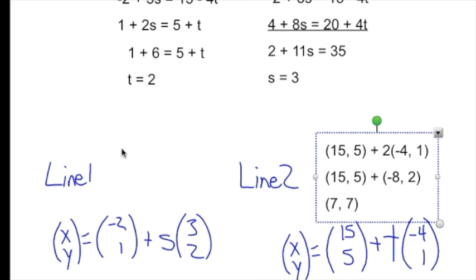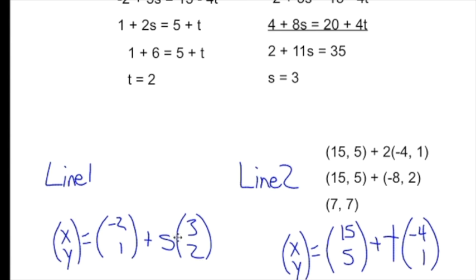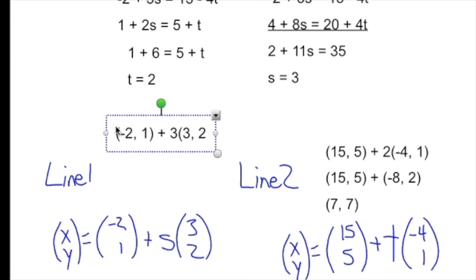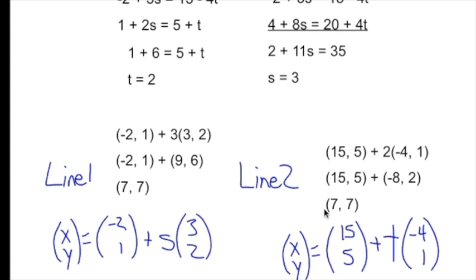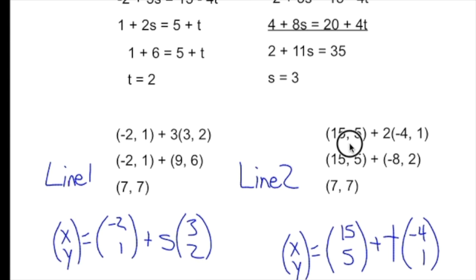Okay? If I use this line over here that uses the parameter s, s is supposed to be 3, so I have the equation negative 2, 1 plus 3 times 3, 2. So that's negative 2, 1, plus 9, 6. And negative 2 plus 9 is 7. 1 plus 6 is 7. So again, I'm at 7, 7. That kind of just confirms that I am actually at that point on both lines.